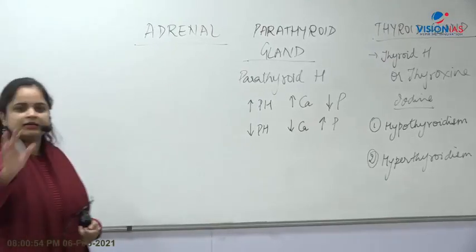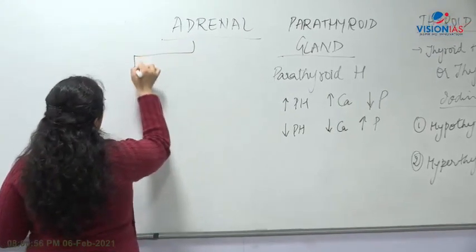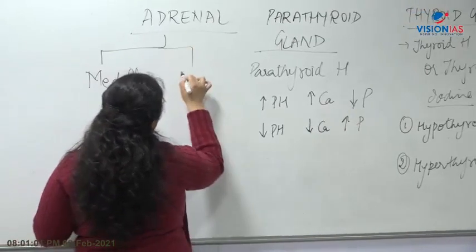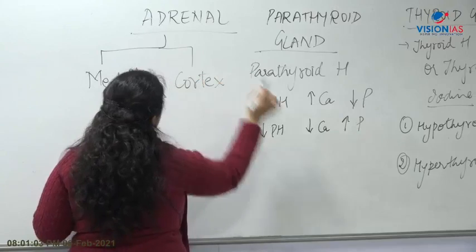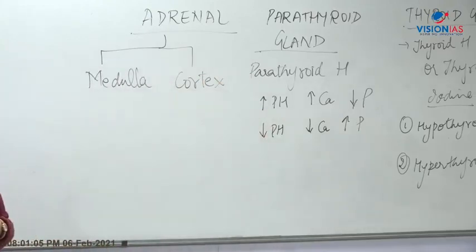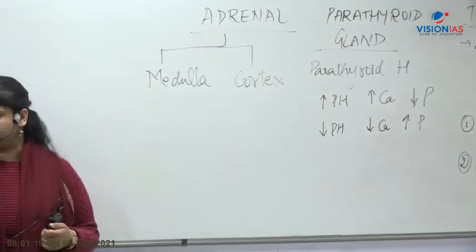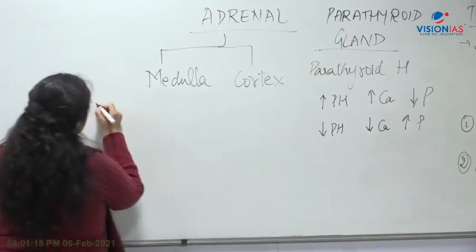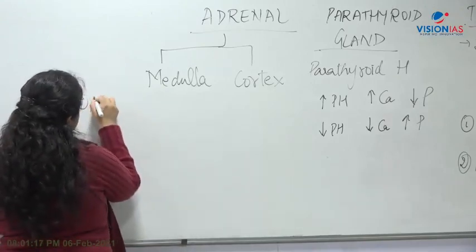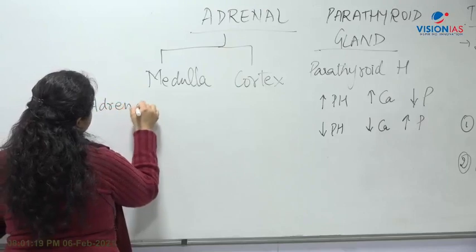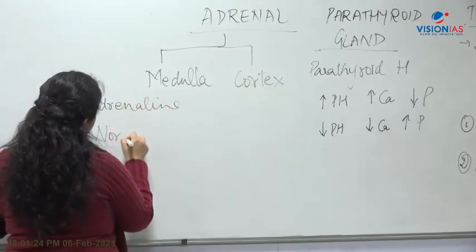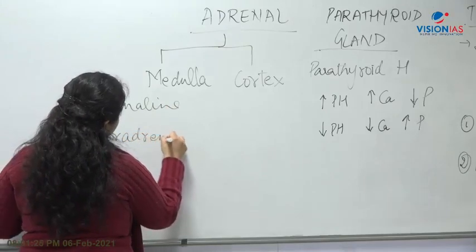Adrenal gland. The adrenal gland also has two parts, medulla and cortex. Two parts of the adrenal gland, medulla and cortex. It is the internal and the outer part which are referred to here. For medulla, there are two hormones. The first one is called adrenaline. The second one is called noradrenaline.